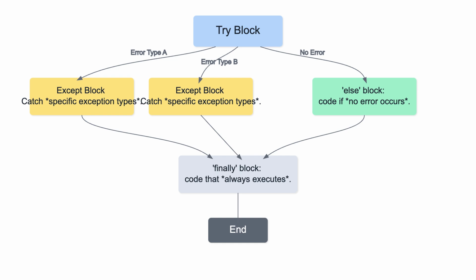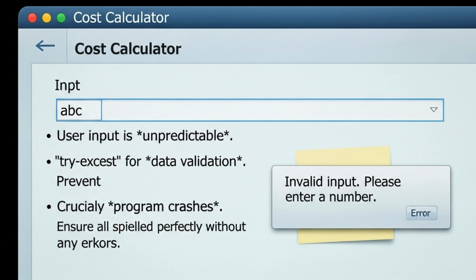One of the most common friction points in any application is user input. Users are unpredictable, and they might enter text when you expect a number, or a 0 when you're expecting a divisor. Without proper handling, these inputs can quickly crash your program.